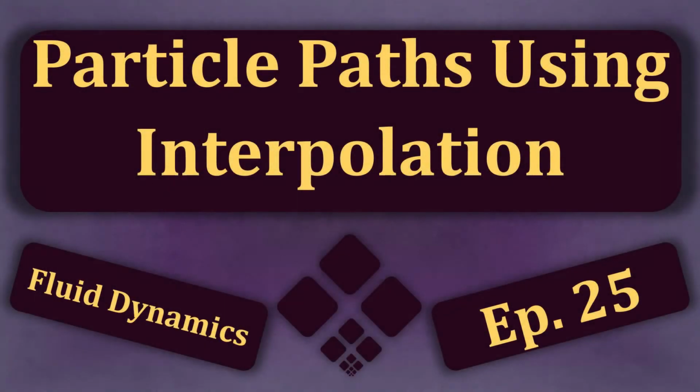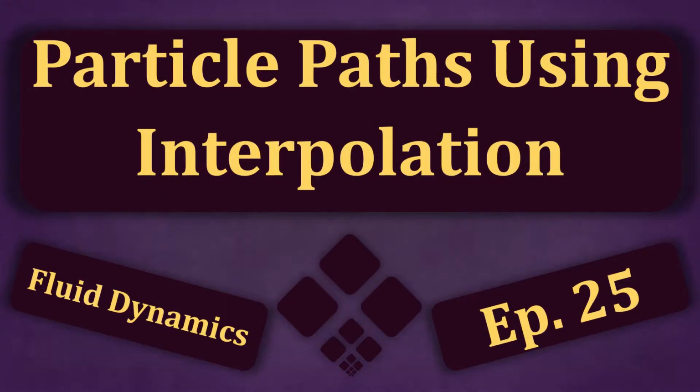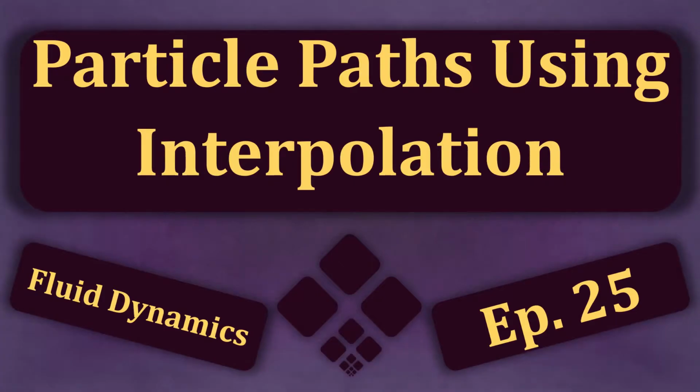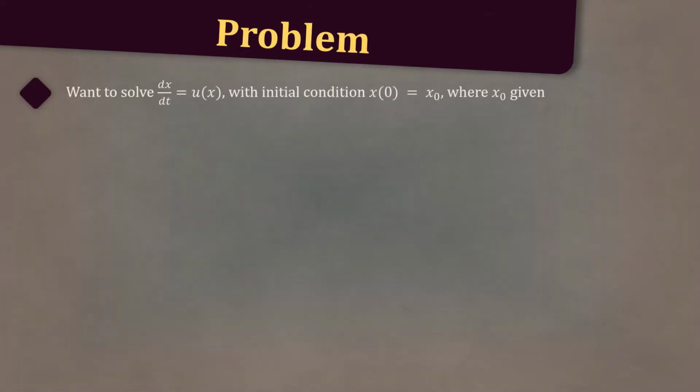Hello everyone, let's discuss the computation of particle paths using interpolation. First, let's state the problem. We want to solve dx/dt = u(x) with initial condition x(0) = x0, where x0 is given. Now, let's state a first issue we may encounter.